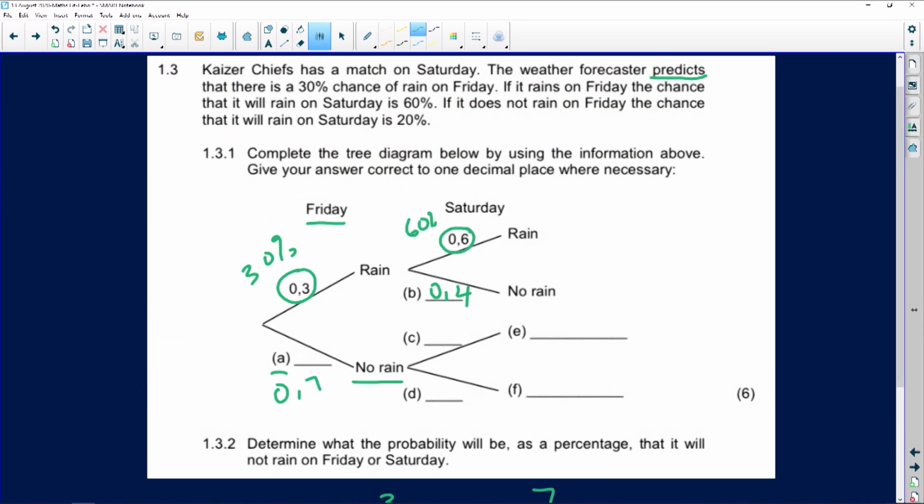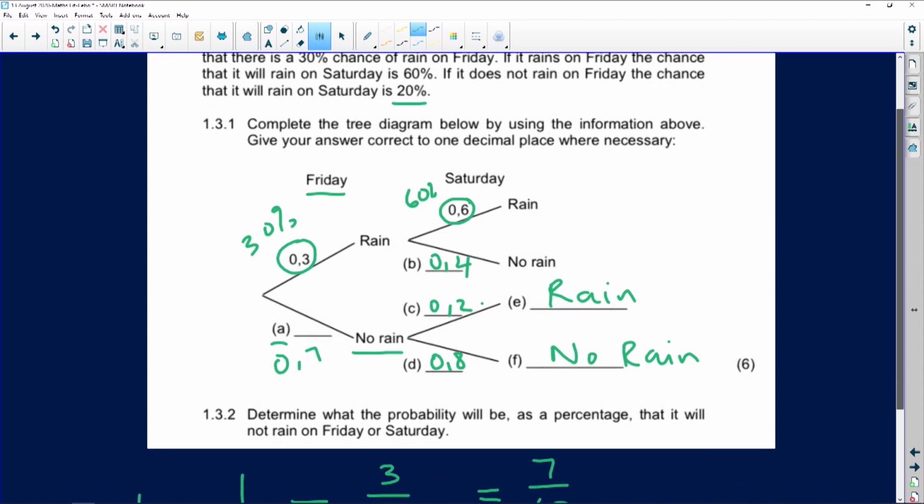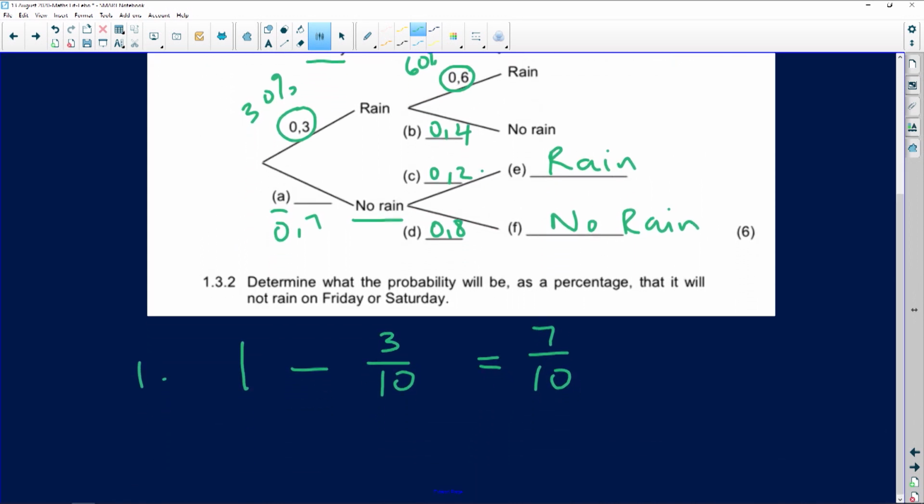And then we are given a little clue up there. It says if it does not rain, so we know here it's rain, no rain. It says here, if it does not rain on Friday, the chance that it will rain on Saturday will be 20%. So here is going to be 0.2, and then the next one is going to be 0.8. How is it 0.8? Because 0.2 plus 0.8 need to give us 1. Perfect, isn't it? Stunning, love it. So I've now filled it in and I've got my 6 marks.